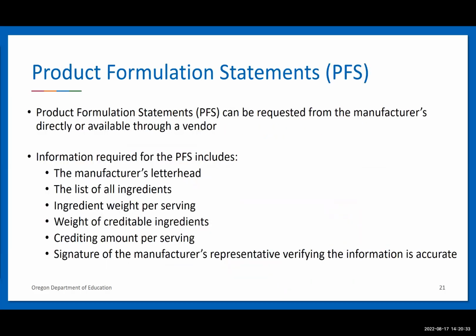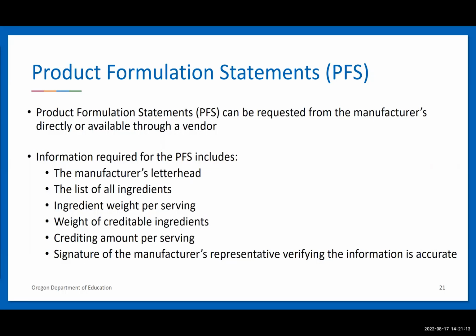If a commercially prepared combination food item does not have a CN label, which is in most cases, you would need a product formulation statement. PFSs serve the same function as the CN labels by providing crediting information, and these can be requested from the manufacturer directly, although not all manufacturers are willing to provide them. Always make sure that a commercially prepared combination food has either a CN label or a PFS before you use it for your menu.